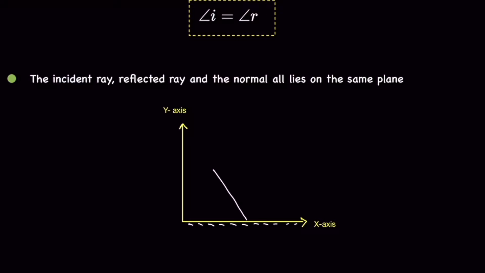So if we have an incident ray, let's assume this is the surface here. Here is the incident ray. This is the normal, and then it will be reflected. You see the incident ray is present in the xy plane, the normal is also present in the xy plane, and the reflected ray is also present in the xy plane. The incident ray, reflected ray and the normal all lie on the same plane. Suppose any one of them goes into the z-axis plane, then they are not considered to be in the same plane. But here all lie on the same plane.